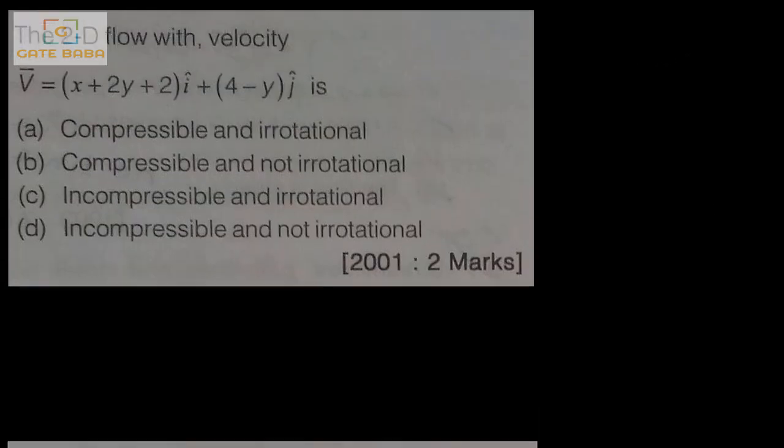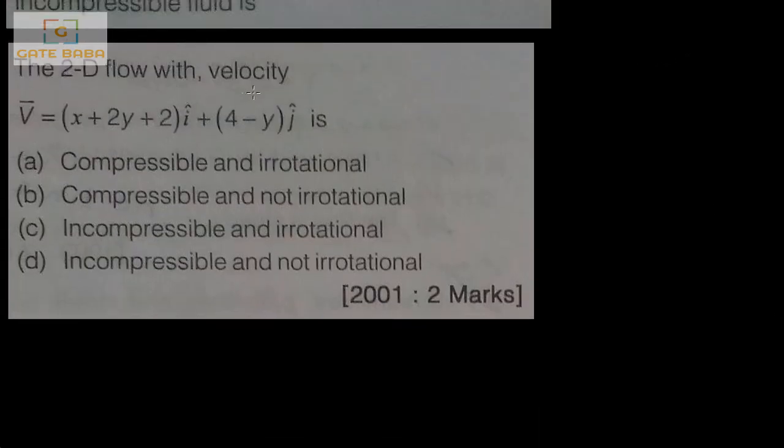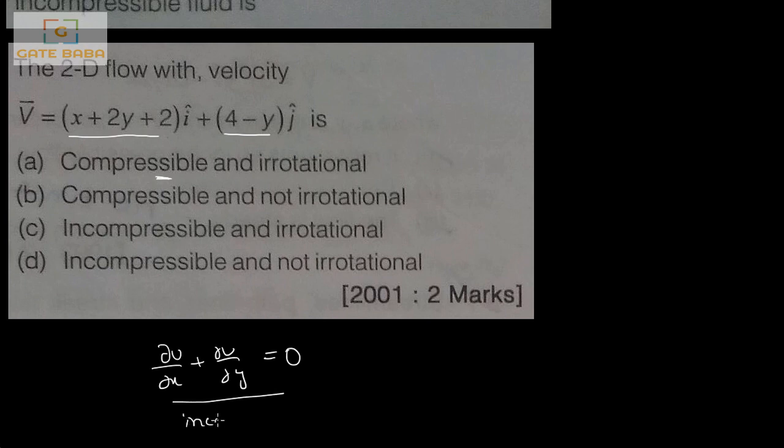And now the next question is the 2D flow with velocity u given and v given. It is asking whether it is compressible, rotational, or incompressible or irrotational. It is very easy how to check the compressibility. Just apply the continuity equation again, that is dou u by dou x plus dou v by dou y equals 0. If it satisfies, it is an incompressible fluid. That means if 0 equals 0, then it is incompressible.